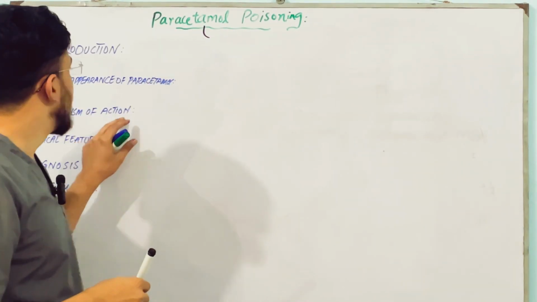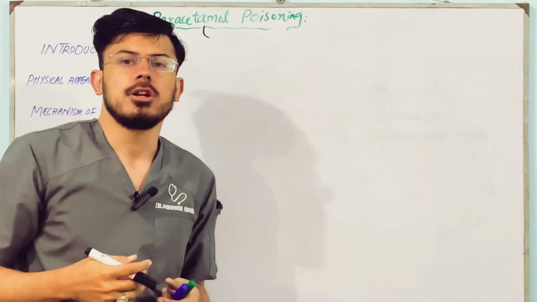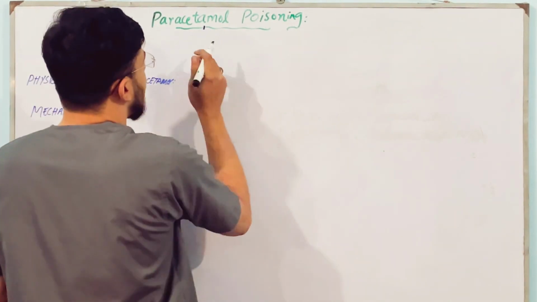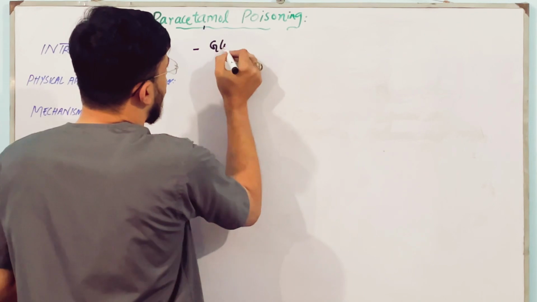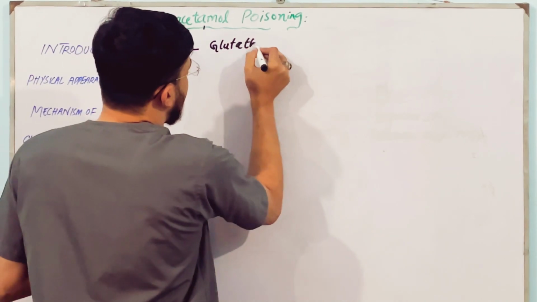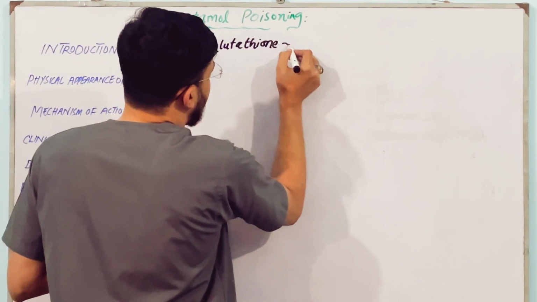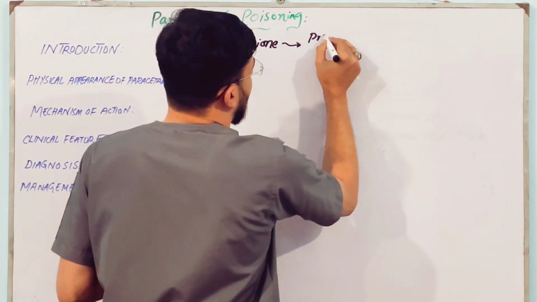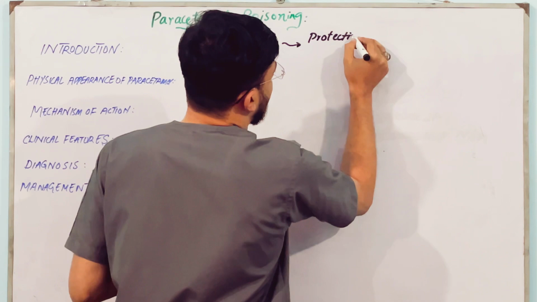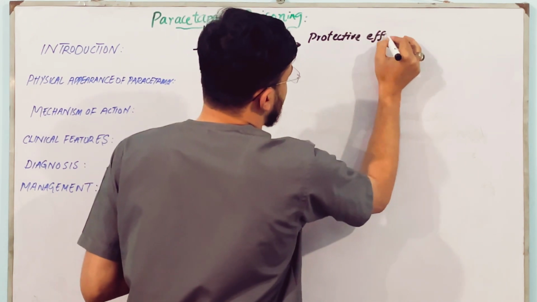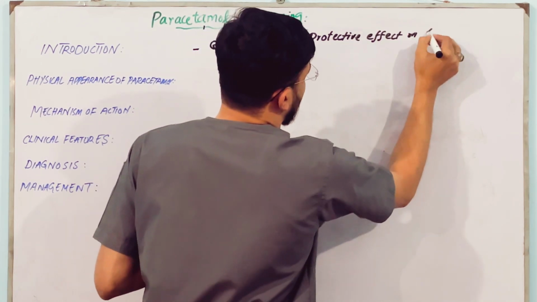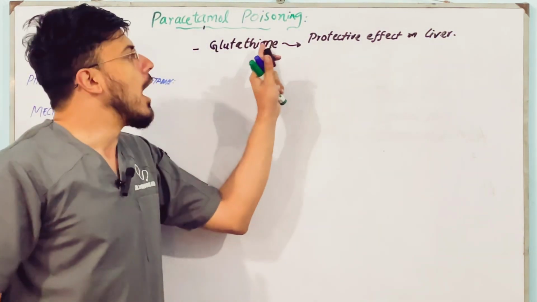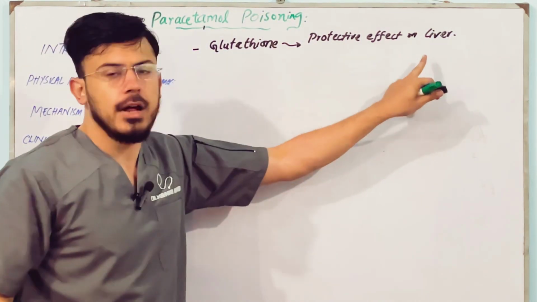So what is the mechanism of action of paracetamol overdose? In the liver, we have a specific substance called glutathione. Glutathione is present in the liver and it has a protective effect on the liver.